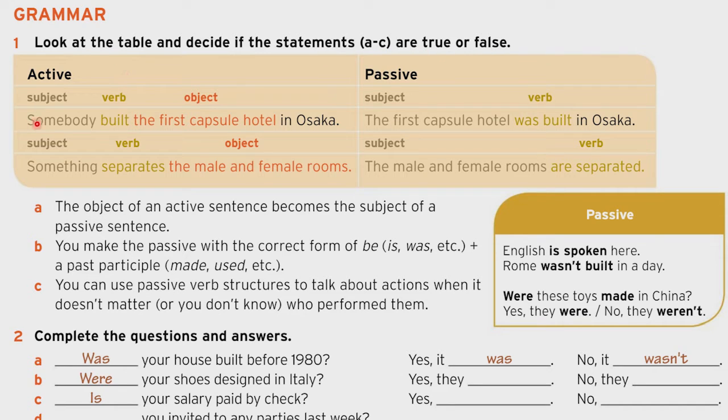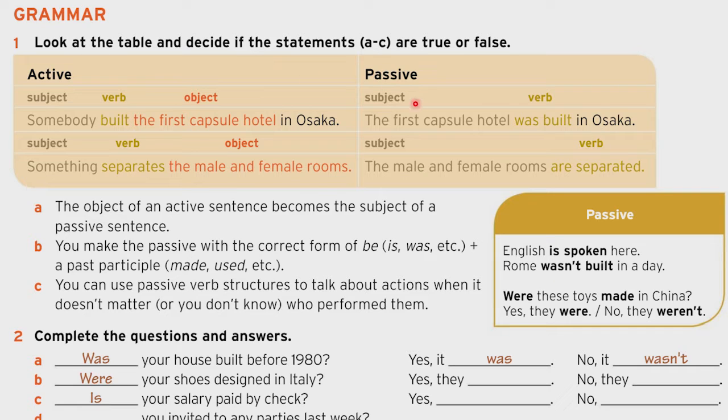Here we have 2 sentences. Somebody built the first capsule hotel in Osaka. Something separates the male and female rooms, alright? And these are active sentences. As you can see, we have a subject, a verb, and an object, alright? Then, here we have the same sentences, but now they are passive.